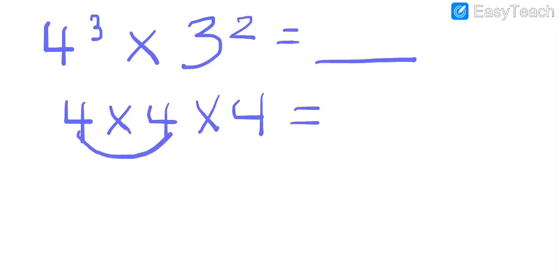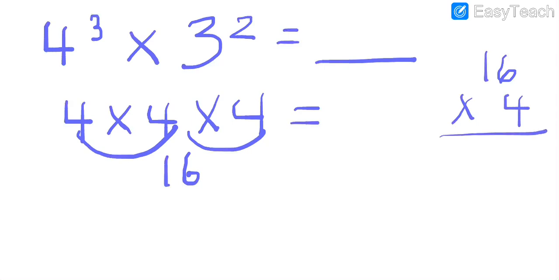So if we do the first part, I like to, if you heard me before, draw a little arc here and solve the first part of the equation. So 4 times 4 would give us a product of 16. Good. Then we're going to multiply that 16 times 4. So that one you might not know right away. So what you can do is a little side problem.